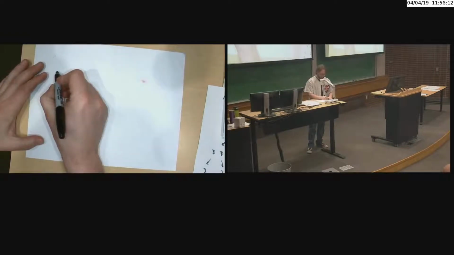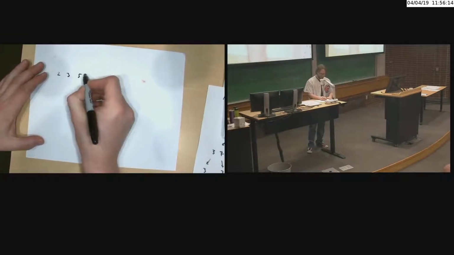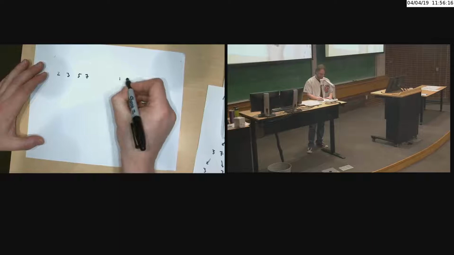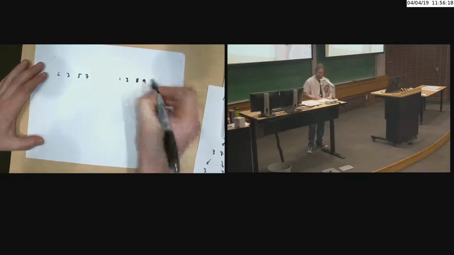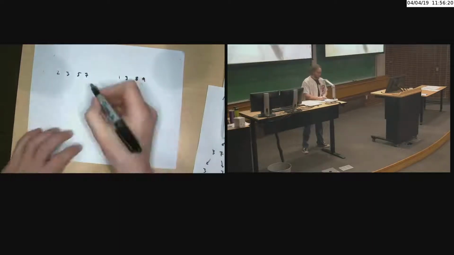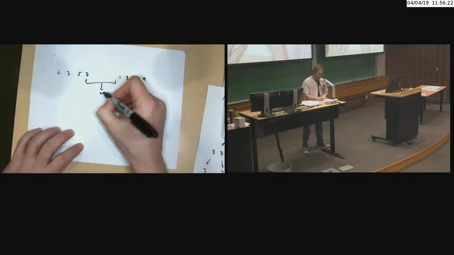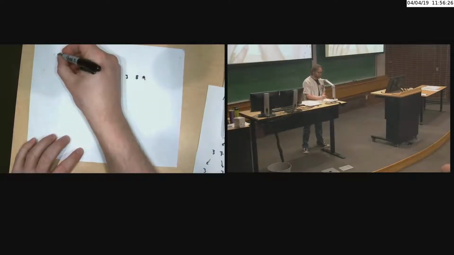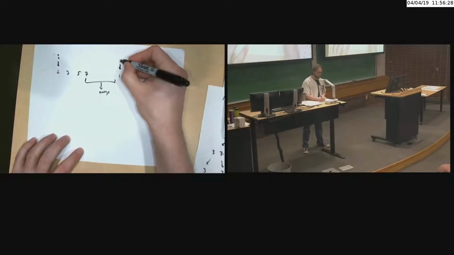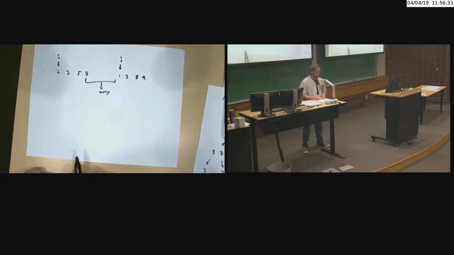Oh, there it is. All right, so I've got these two lists here, 2, 3, 5, and 7, and 1, 3, 8, and 9. OK? I need to merge these together. The way that I'm going to do this is I'm going to keep 2 index variables here, i and j. And I'm going to build a new array by merging these together.